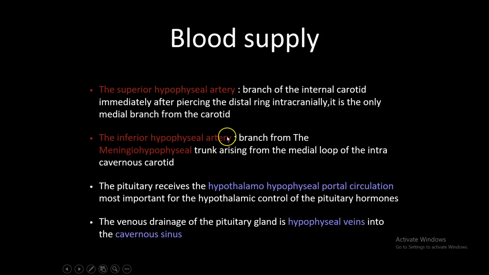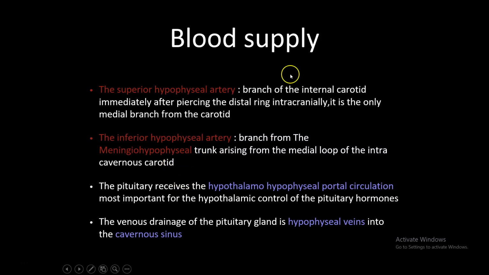The inferior hypophyseal artery is a branch from the meningohypophyseal trunk, which arises from the medial loop of the intracavernous carotid. If you remember the cavernous sinus and the carotid, we said that the medial loop is convex posteriorly, and it gives what we call the meningohypophyseal trunk. One of the branches of the meningohypophyseal trunk is the inferior hypophyseal artery, as we'll see now.